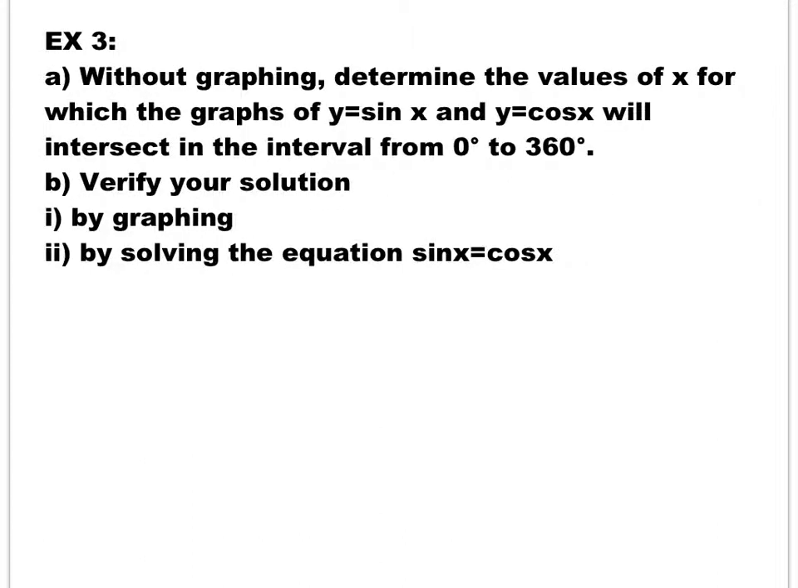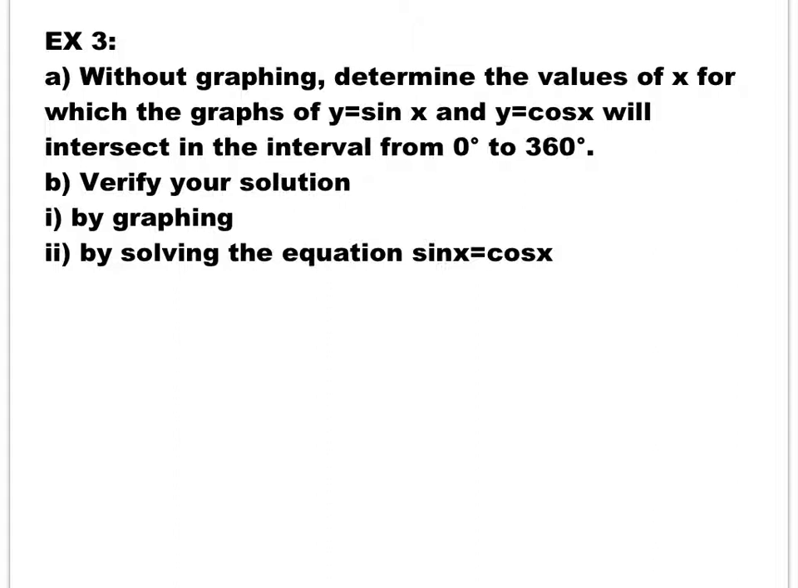Okay, the first question. Without graphing, so no graphing involved, so stop graphing it. Determine the values of x for which the graph of sine x and cos x will intersect in the interval of 0 to 360 or 0 to 2 pi. Verify your solution by graphing, by solving the equation sine x is equal to cos x. So go ahead, I give you a few.